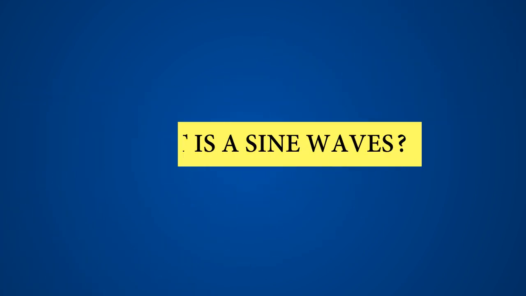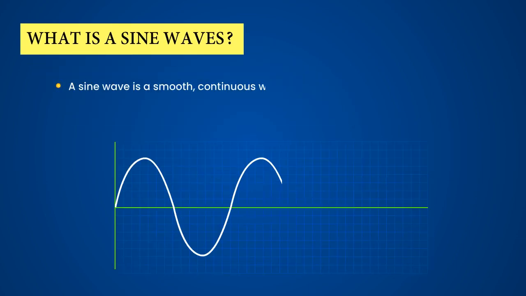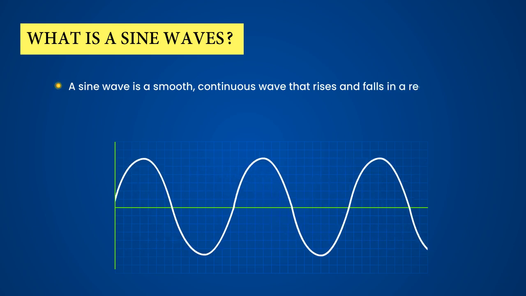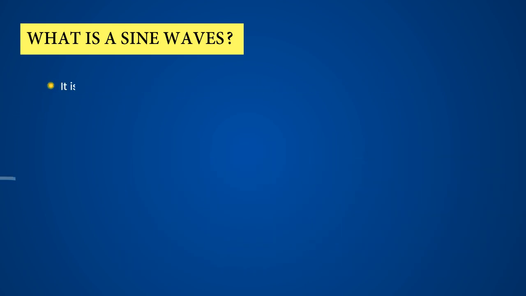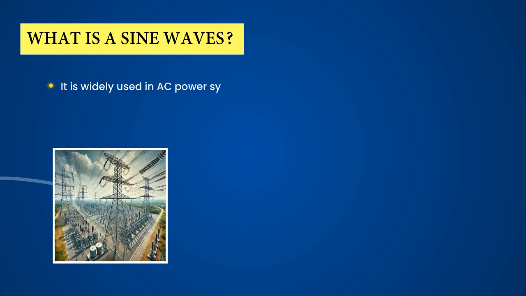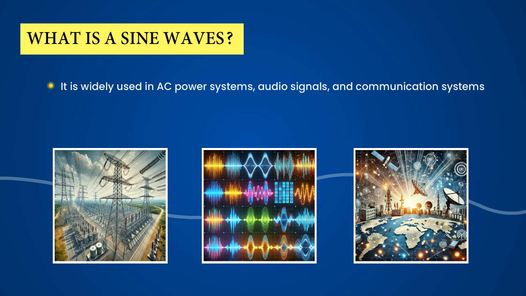What is a sine wave? A sine wave is a smooth continuous wave that rises and falls in a regular predictable pattern. It is widely used in AC power systems, audio signals, and communication systems because of its natural and simple form.